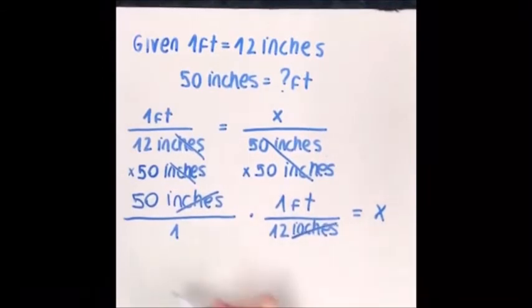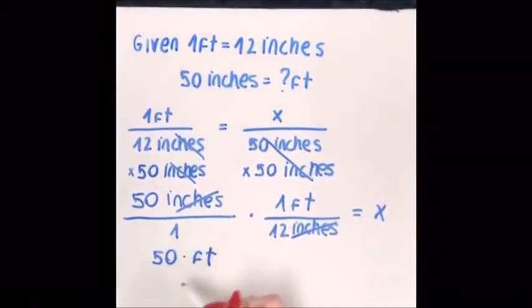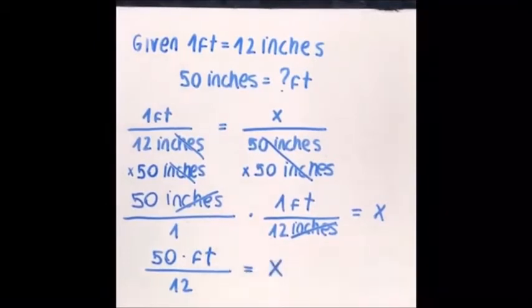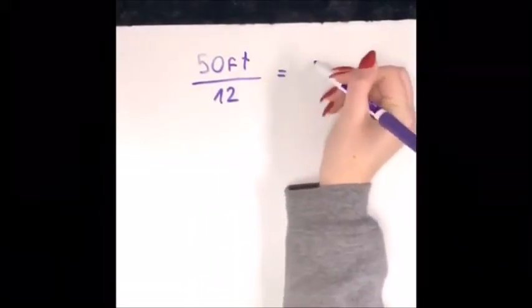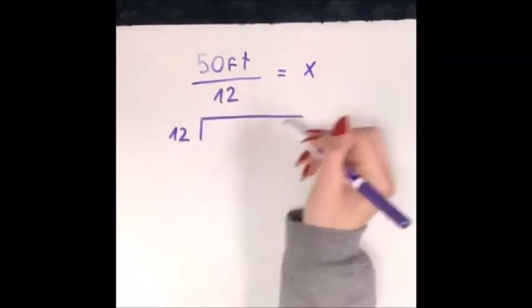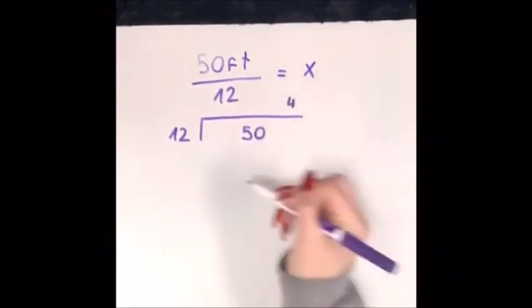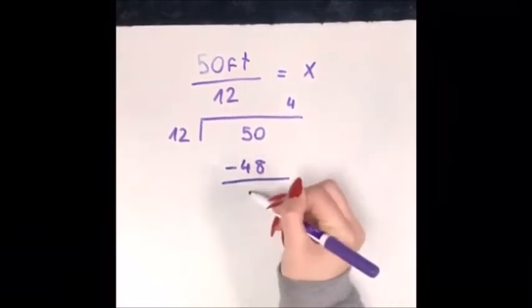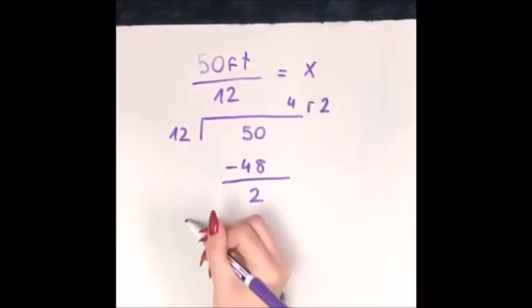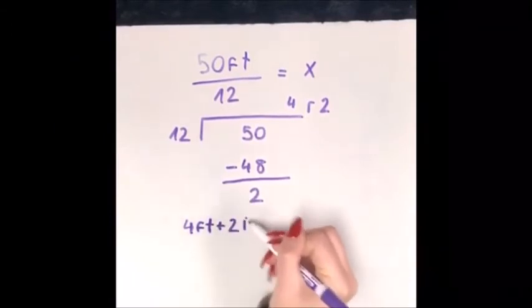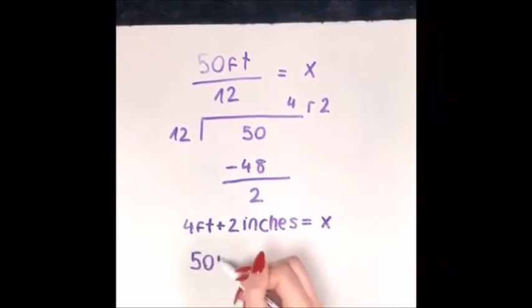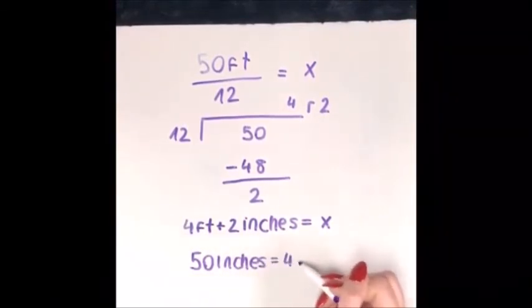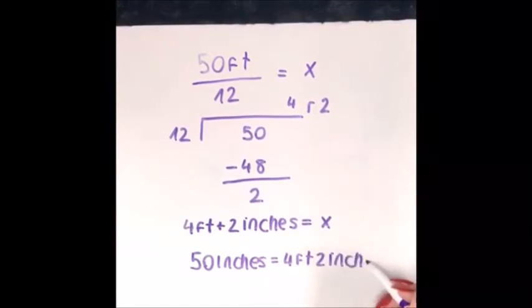Now you cross out the inches to get feet by itself and end up with 50 feet over 12 equals x. Now you have to divide 50 over 12 and you end up with 4 and a remainder of 2. So you end up with 4 feet plus 2 inches equals x. So the answer is 50 inches equals 4 feet and 2 inches.